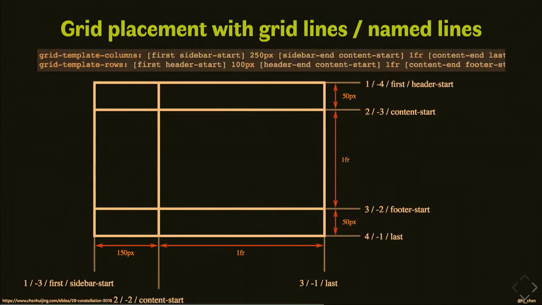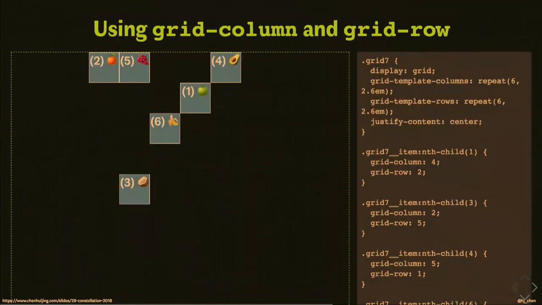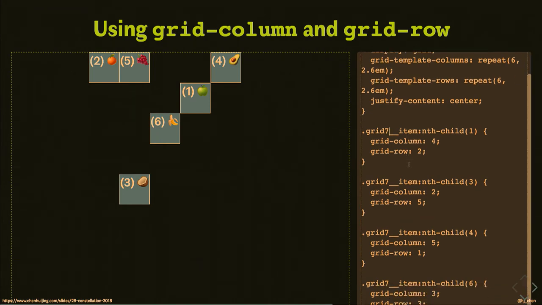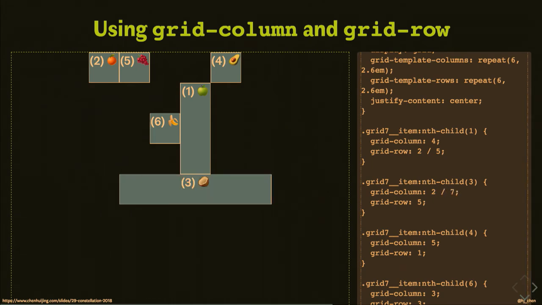In this case, if I want content to go into the big main area, I could use their numerical values of 2/3, but I could also use the named lines of content start and content end. You can apply these numerical values or names to the grid column or grid row properties. In this example, you can see that everything by default takes up one grid cell. But of course, you don't have to. You can make them span multiple grid cells. And because of this, you can do things like overlap.